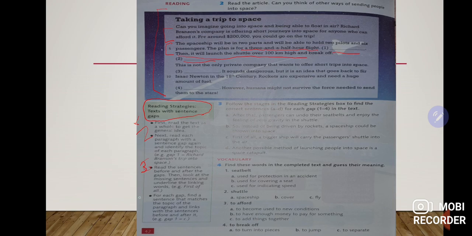4. For each gap, find a sentence that matches the topic of the paragraph and links with the sentences before and after it. So in order to answer this question, we read the sentence before this one and the sentence after in order to put the best linking word. How can we do this? We read these questions and answer them.